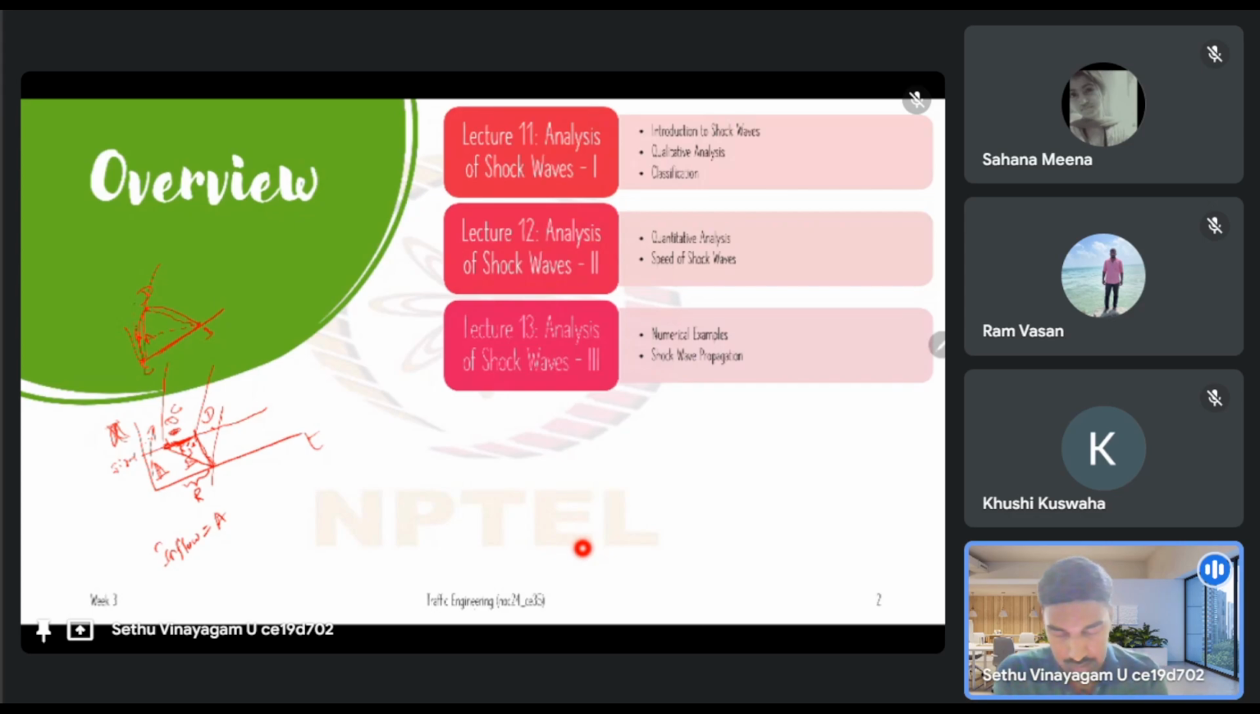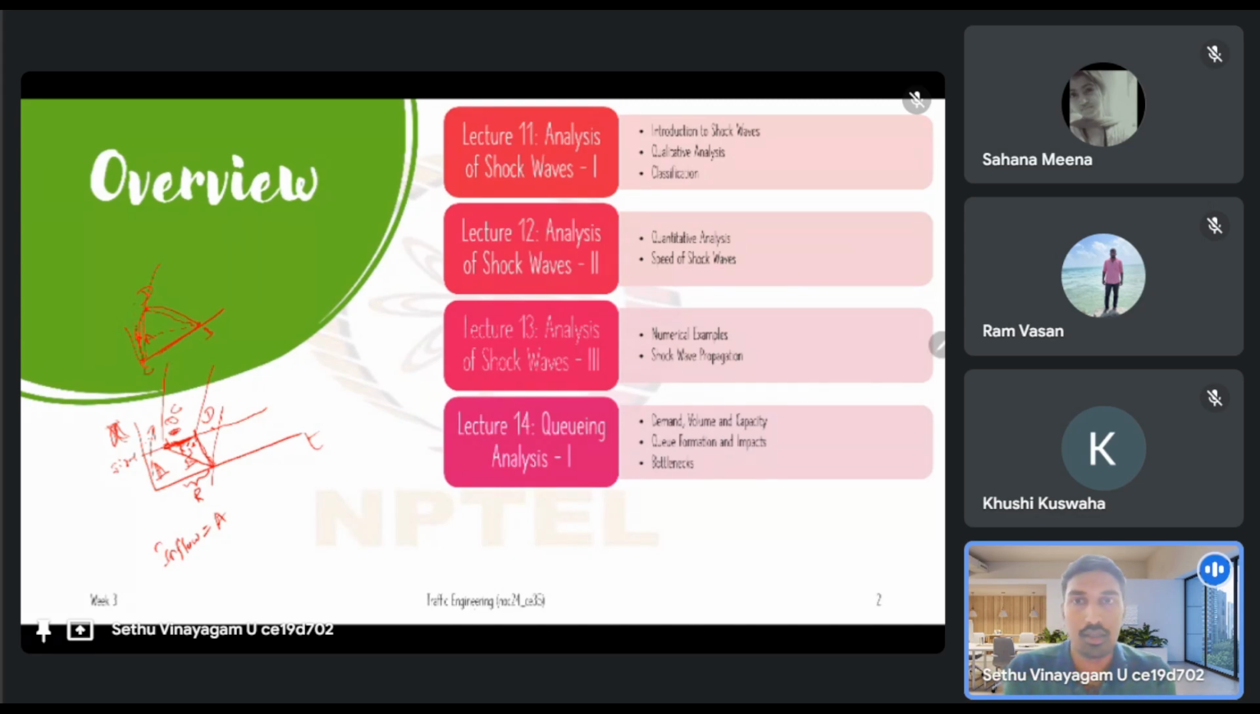Okay, so we looked at that in the third lecture. In the fourth lecture, we went into queuing analysis, right? Here we looked at three different terminologies, so that's important to understand and differentiate: demand, volume, and capacity, right? So what is demand? We have a road facility, and demand is basically the number of vehicles that want to use that facility, right?